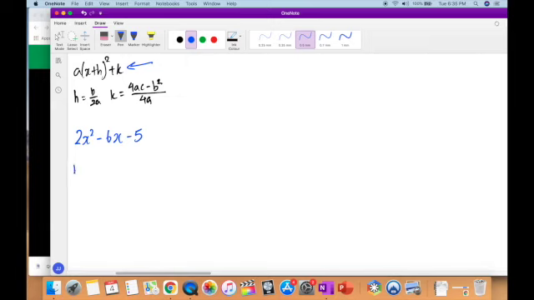H is b over 2a. So b is negative 6. You notice how careful I am being. Over 2 times a, which is 2. That gives me negative 6 over 4, which is negative 3 over 2. Right? So we get h to be negative here. Did you get negative 3 over 2 for that, Shizek? Yes, sir. All right. So we've been good so far with Shizek.